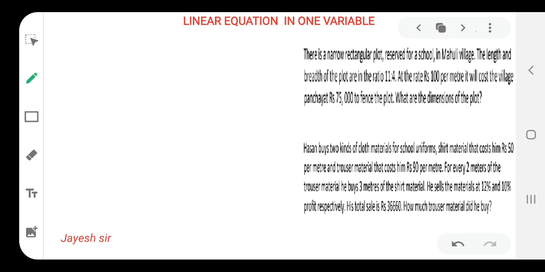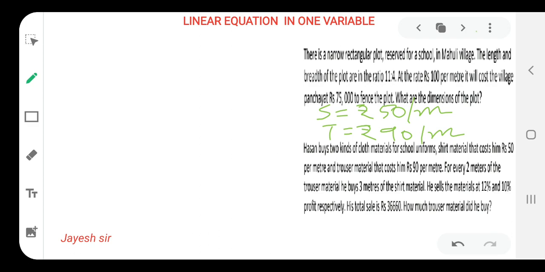Hassan buys two kinds of cloth material for school uniform. Hassan is a person who is buying or selling cloth materials for school uniforms. Shirt material cost him 50 per meter and trouser material cost him 90. So for our future reference, I am writing that shirt material cost him rupees 50 per meter, and for trouser it is rupees 90 per meter. So that we don't need to read it again, I am writing over here.